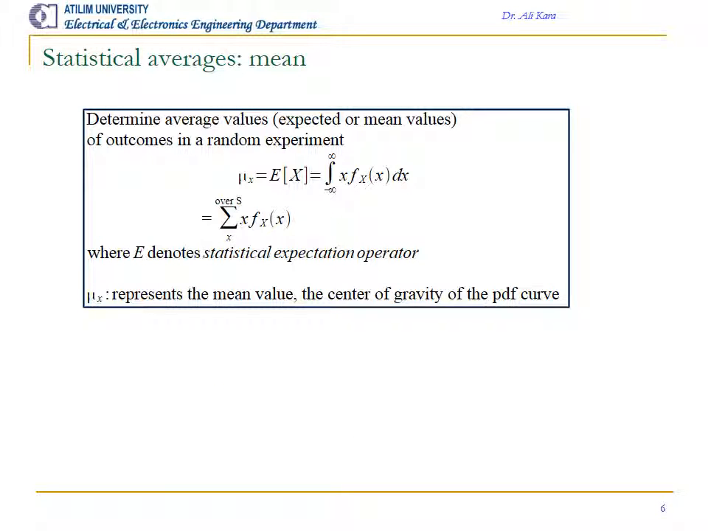Statistical averages, mean. The mean determines the average value of outcomes in a random experiment. For continuous random variables, μx, or E of X, is given as the integral from -infinity to +infinity of x times PDF of x, dx. For the discrete case, the integral is replaced by summation over the sample space. E denotes the statistical expectation operator. μx represents the mean value, the center of gravity of the PDF curve.